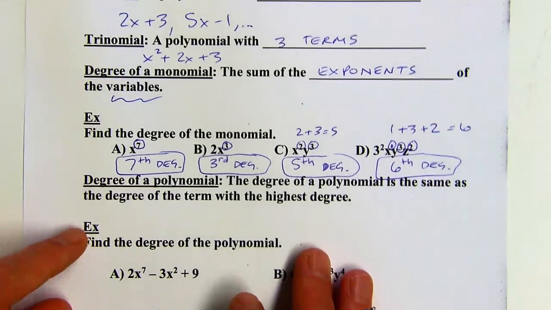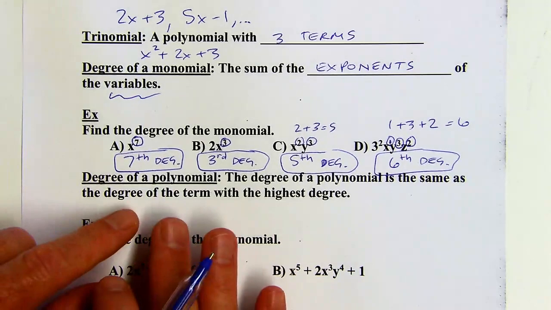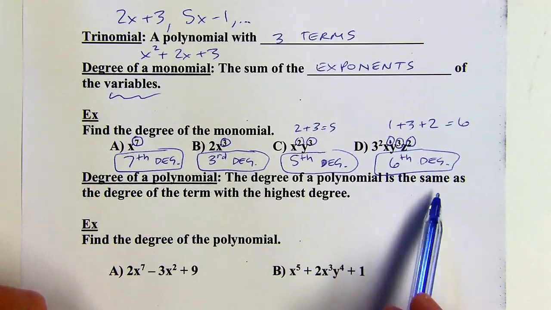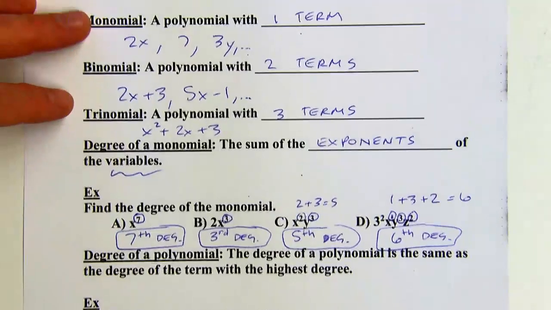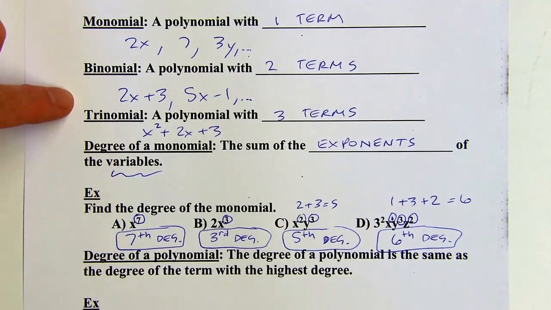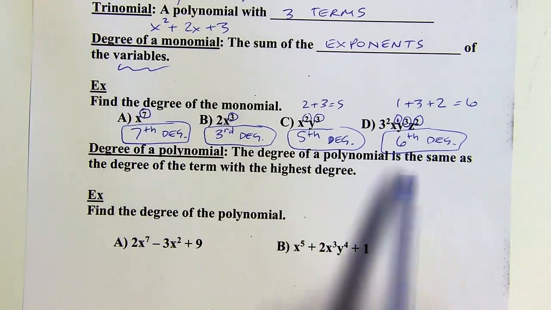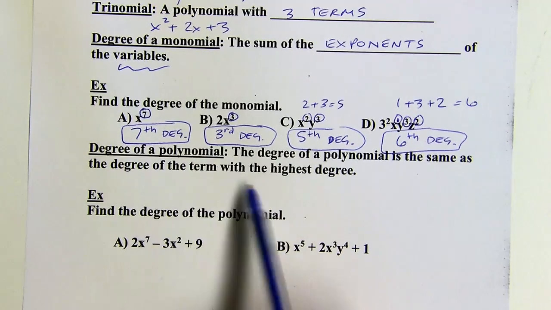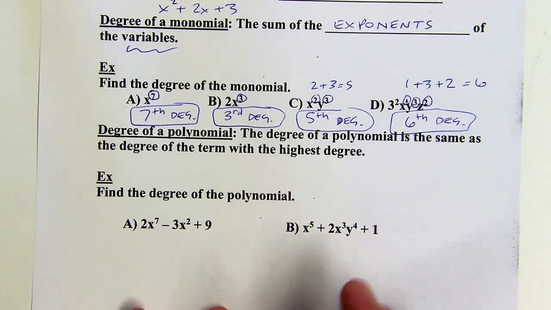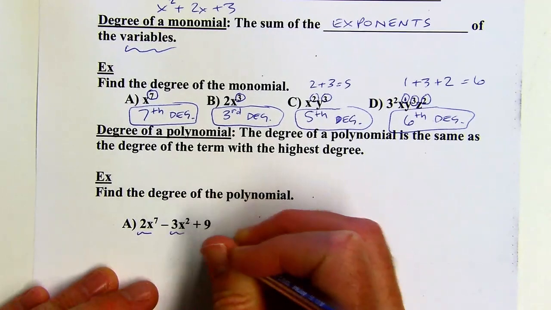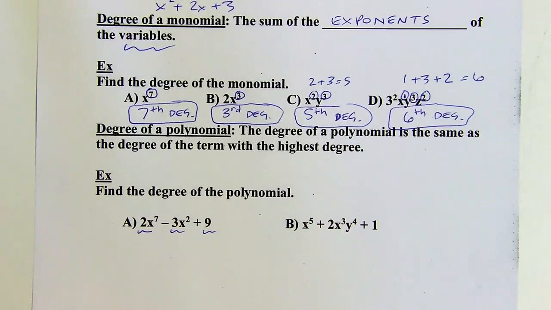It's a little different and it can be a little confusing when you're looking for the degree of a polynomial. So the degree of a polynomial can be any of these things. Monomial, binomial, trinomial. It could have more than 3 terms. Those are all polynomials. But the degree is going to be the same as the degree of the term with the highest degree. Okay, so looking at this trinomial here, I've got these 3 different terms, and I want to find the degree of each of those.